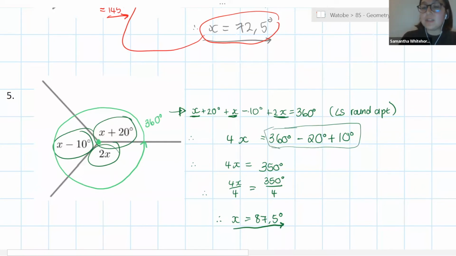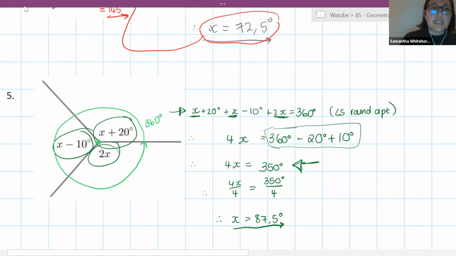So that's why the signs changed, because remember those inverse operations, and we ended up with 4x is equal to 350 degrees. We want x alone. So I would divide both sides by four, and 350 divided by four is 87.5 degrees.